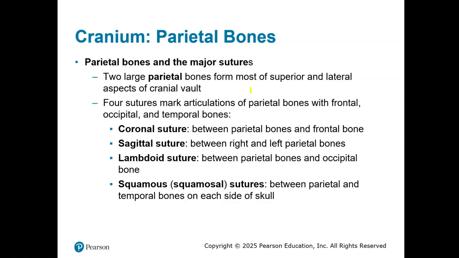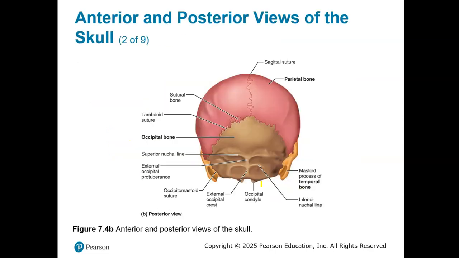The parietal bones, I just want you to be able to identify them, but know that the coronal suture separates the parietal and frontal bone. The sagittal suture separates in between the two parietal bones. The lambdoid suture is between the parietal bones and the occipital bone. And then the squamous suture is between the parietal and temporal bones. So all of these 4 sutures of the skull bones do have a connection with the parietal bones.